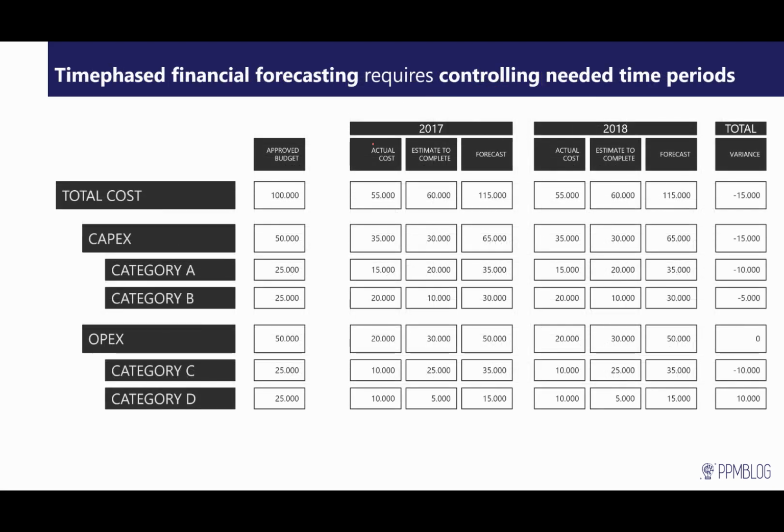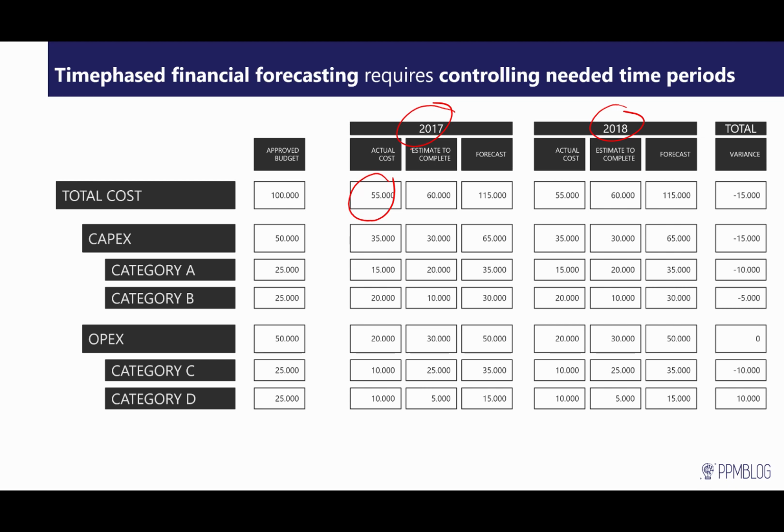Now, for some, it's not enough to simply work the numbers on the total level. You would have to time phase them, at least in years, as we close and open different financial years. Again, you would then have to manage the cost, so the approved budget, and spread that out across different years. And then later track, let's say, actual cost 2017.